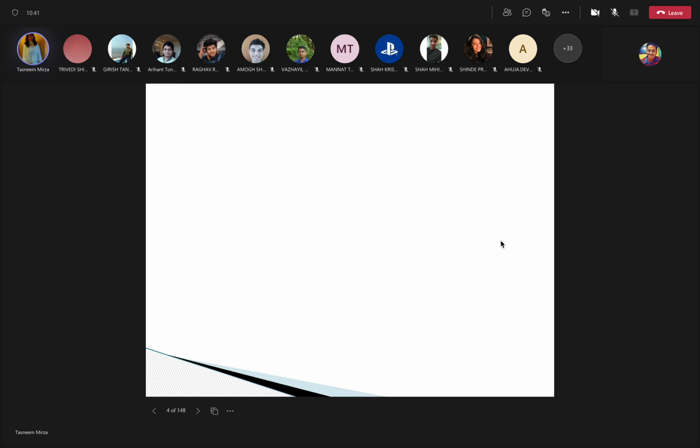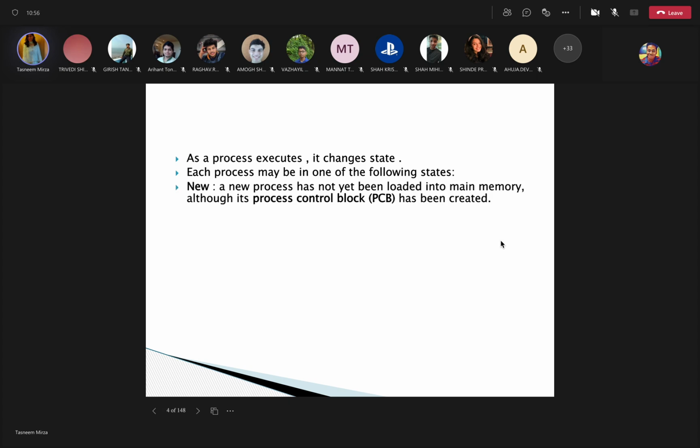So let's see the states. Now let's convert the entire thing, whatever we have seen, into states. So as the process executes, it changes state. Each process may be in one of the following states. So first, let's say the new state. What is a new state? A new process has not yet been loaded into the memory, although its PCB, process control block, has been created.